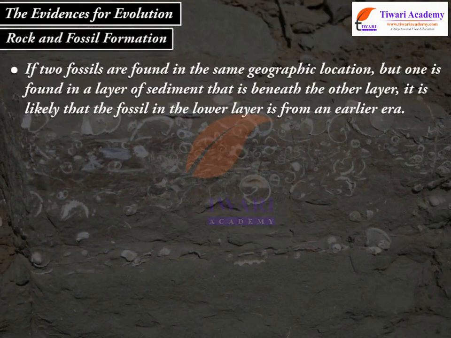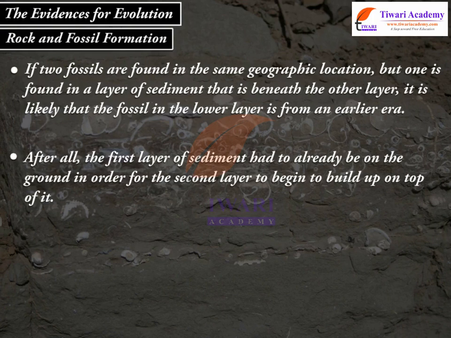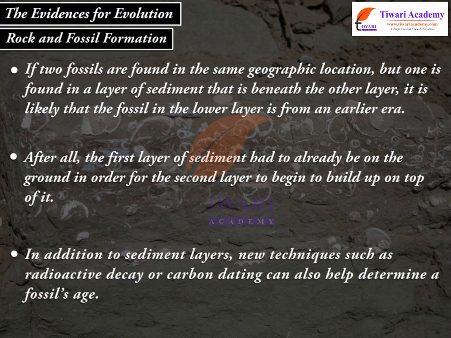If two fossils are found in the same geographic location, but one is found in a layer of sediment that is beneath the other layer, it is likely that the fossil in the lower layer is from an earlier era. After all, the first layer of sediment had to already be on the ground in order for the second layer to begin to build up on top of it. In addition to sediment layers, new techniques such as radioactive decay or carbon dating can also help determine a fossil's age.